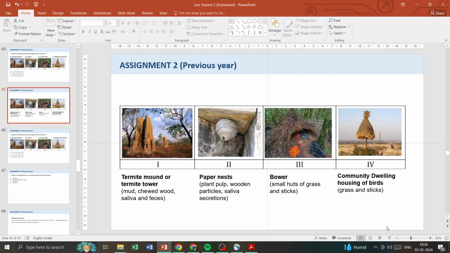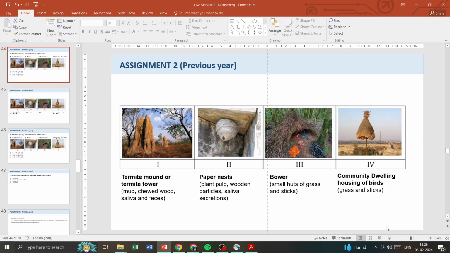Then the fourth image is a community dwelling housing of birds. Like I explained, weaver bird or baya, they weave their nests. That's why they're called weaver birds. They have really beautiful nests, and one kind of weaver bird is a sociable weaver, which lives in a community dwelling like the one shown in the fourth image.